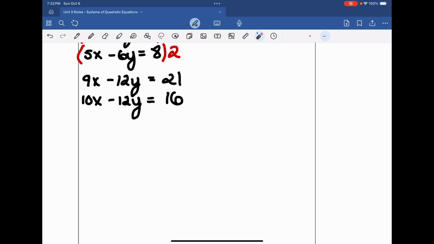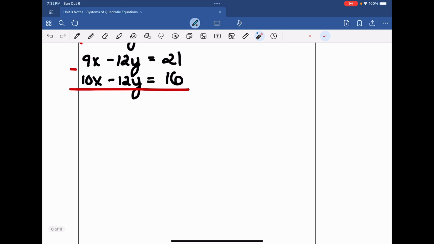Now, really easy way to determine add or subtract: if they're the same sign, you're going to subtract. So they can be both negative or both positive, you're always going to subtract. If they are opposite signs, you add them together. So in this situation, let's put our negative here, because we want it to be a negative minus the number, which actually causes it to flip to be positive. 9 minus 10 is going to be equal to negative 1x. Realistically, you don't have to put the negative 1, but I'm just going to make sure it's there. Negative 12 minus 12, that turns positive. It becomes 0. And then on the other side, this is going to be equal to 21 minus 16, which is 5.